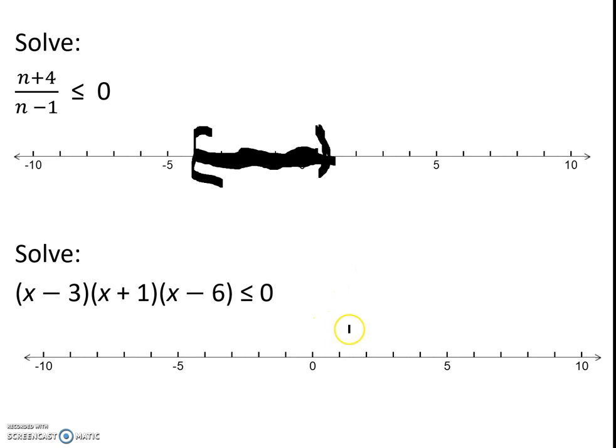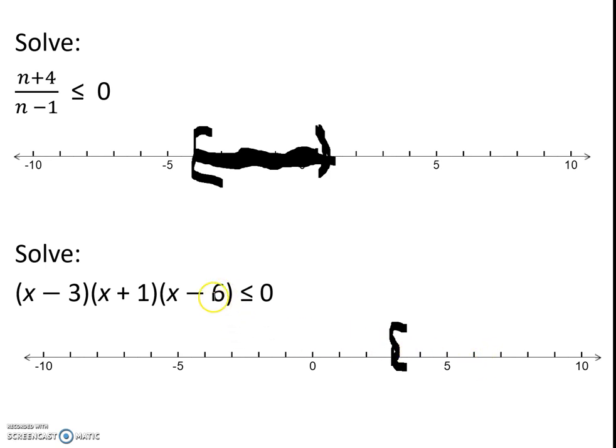Our fourth example is to solve (x − 3)(x + 1)(x − 6) less than or equal to 0. So we have three values we need to look at, and the first one we're going to look at is where x minus 3 is equal to 0. That would make it 3. If I put 3 in there, the whole thing would go to 0 because 3 minus 3 is 0. So we're looking over here at the value of 3. We just tested it and we know we can include it. So we're going to use a bracket at 3.